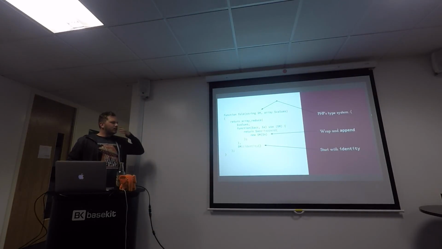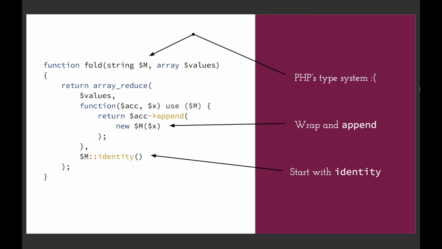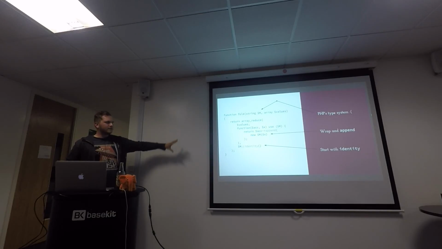And it's actually quite straightforward. We start with the identity as our initial reduce value, we wrap up all the values individually, and then append them onto the identity. That's literally it. And this function will work with any monoid and any list of values because it's just completely generic with the idea of what a monoid is.